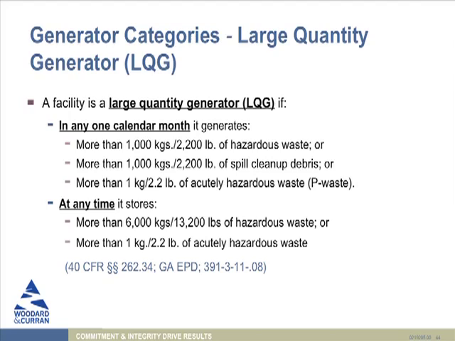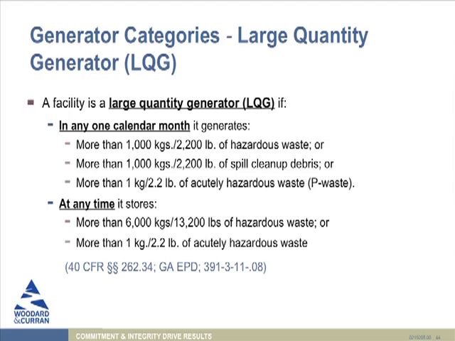But if you spike up at least twice a year, let's say, over a period of several years, if it looks like there's a pattern, then you're generally going to be considered to be in the category of the higher regulated entity. Also, it isn't just what you generate in a month, it's also what you store. If you store more than 6,000 kilograms at any time, or if you store more than 1 kilogram of P-listed waste at any time, then you also are going to be bumped up into that category.